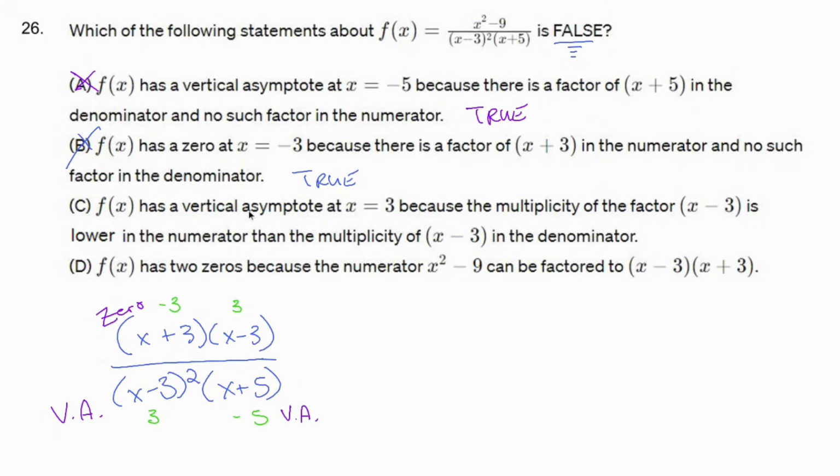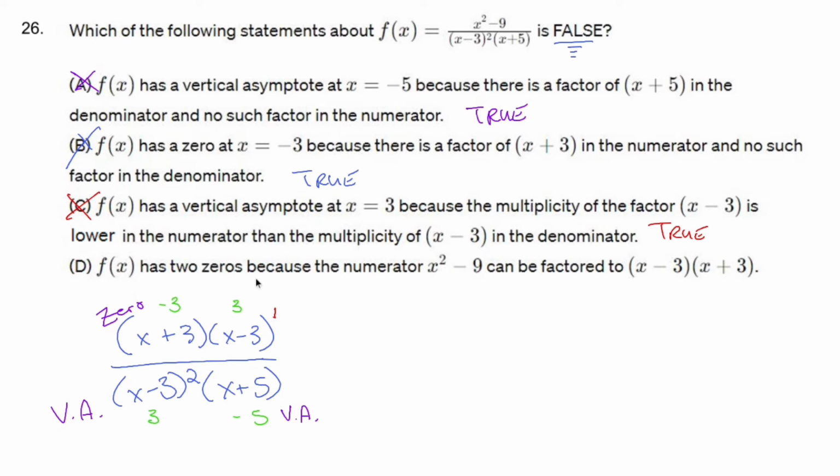F of x has a vertical asymptote at x equals 3 because the multiplicity of the x minus 3 is lower in the numerator than the multiplicity of x minus 3 in the denominator. That is also true. Okay, so be careful with the wording, but it does say multiplicity of the factor x minus 3, so you have a multiplicity of 1, is lower in the numerator than the multiplicity of x minus 3 in the denominator. True statement.